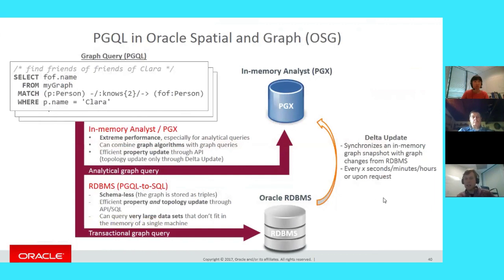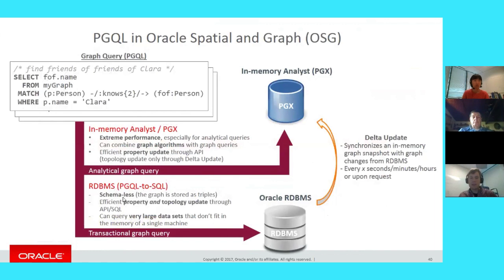With the Oracle RDBMS, you can easily add new vertices and edges or remove vertices and edges. And then PGX will synchronize through this delta update, maybe every 10 seconds or whatever you configure, it will update the in-memory instance. But this is not as quick as updates can be done in the RDBMS. So that's one of the benefits of using the RDBMS. If you only have a few updates per minute, then it doesn't matter. But if you have constant updates, it may be best to use the RDBMS.